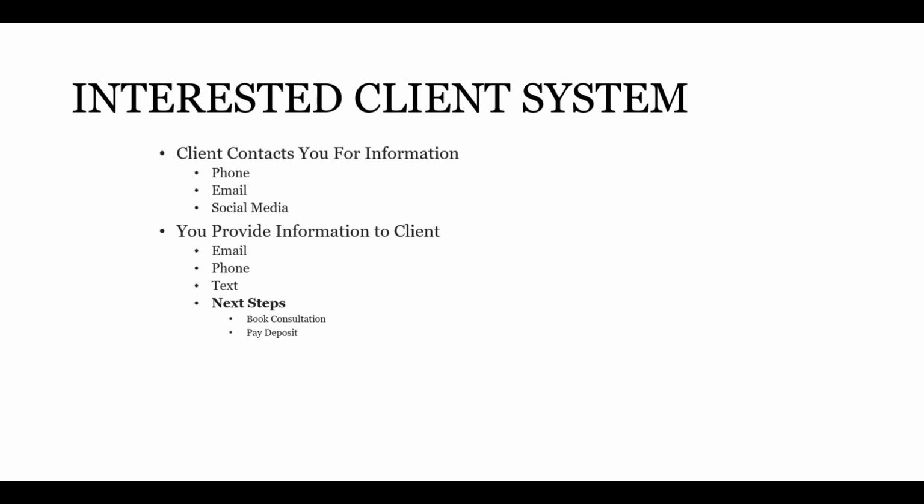So let's look at your interested client system really quick. That's usually a little bit more simple system than your booked client system. So that might consist of, obviously, the client contacting you for information, you providing information, also including the next steps, following up with the client. Now, a lot of clients that I work with, they stop at providing the information because they're not systematized. I'm like, oh, how do you follow up with interested clients?